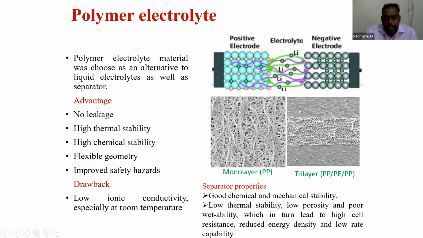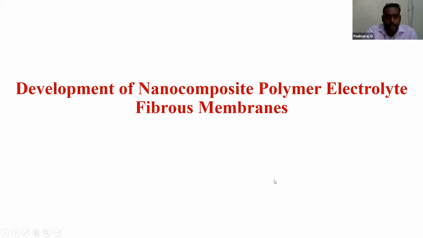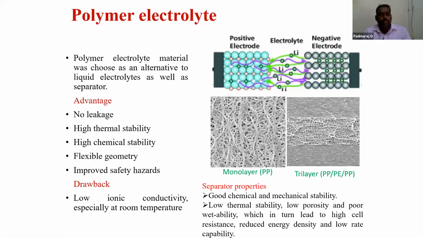Understood? This is the standard separator available in the market, monolayer and triple layer. What are the properties of the separator? Good chemical and mechanical stability, but low thermal stability. So how do we improve the ionic conductivity? My focus is to increase the ionic conductivity without sacrificing the other properties. I want to increase the chemical stability, the mechanical strength, and the thermal stability. Understood? These are all the most important parameters during the operation of the lithium battery.